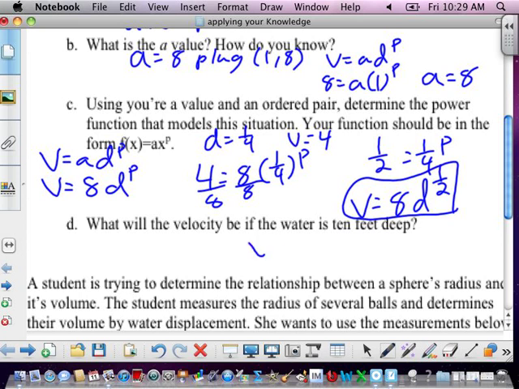Are you making us do the back by ourselves? Will you get 40? Oh, you do not get 40. Try it again. 8 times 10. Make sure you're raising 10 to the 1/2 power. I don't know why I put 1. I got it.